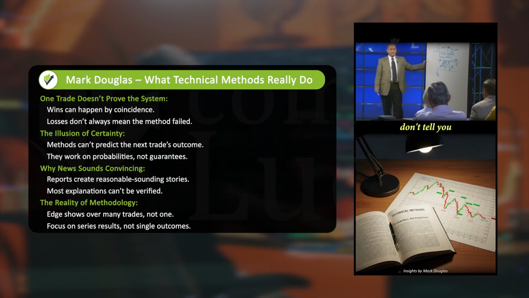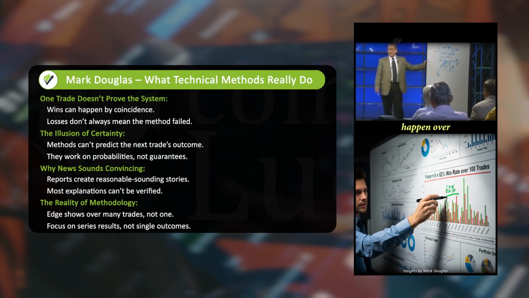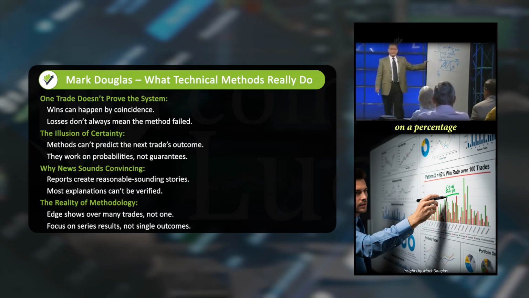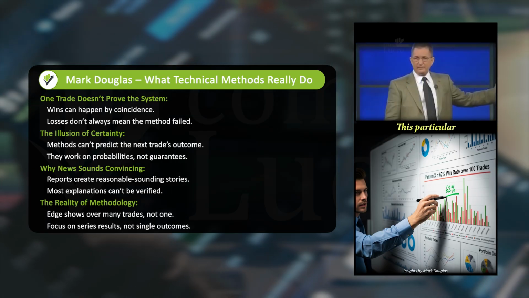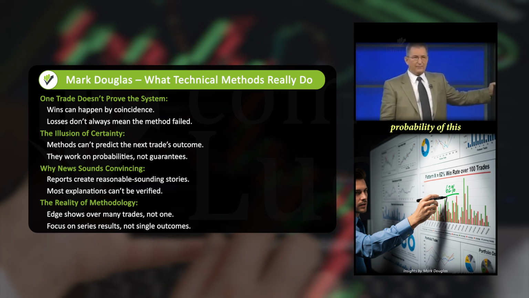Technical methodologies don't tell you what's going to happen next on a trade-by-trade basis. They will tell you what will happen over a series of trades on a percentage basis. This particular pattern will emerge X number of times, and when it does, there's a higher probability of this happening than that.